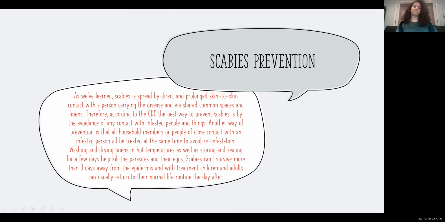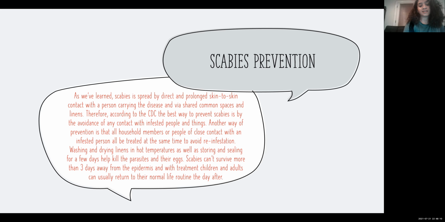Scabies prevention. Okay, so as we've learned, scabies is spread by direct and prolonged skin-to-skin contact with the person carrying the disease and via shared common spaces and linens. Therefore, according to the CDC, the best way to prevent scabies is by the avoidance of any contact with infested people and things. Another way of prevention is that all household members or people in close contact with an infested person all be treated at the same time to avoid reinfestation.